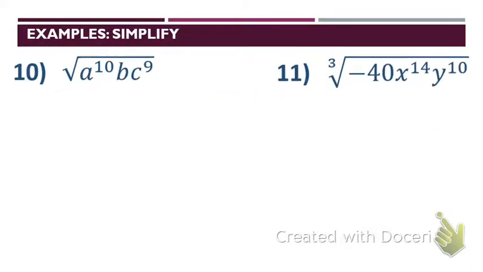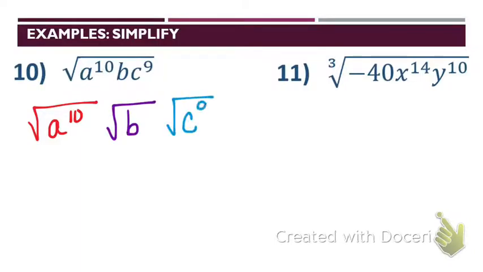Okay, so let's look at these two. They get a little icier here. Okay, so let's go ahead and look at number 10. So for number 10, I have a square root. So I have the square root of a to the 10th. And then I have the square root of b. And I also have the square root of c to the 9th. So it's a square root. Whenever you don't see a number right here, the number is 2. So if you want to write that in, you can. So the group size is 2.